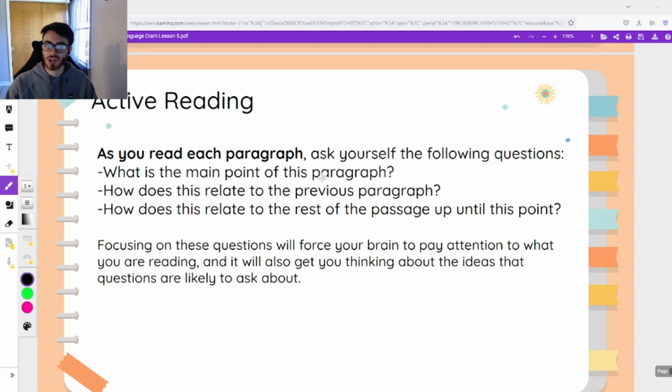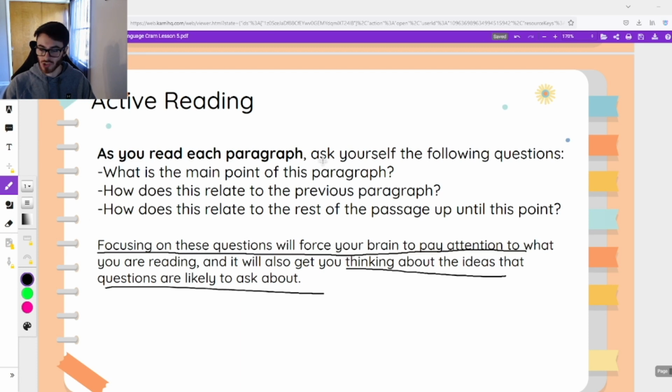of what's going on in the passage, not only will it get you thinking about the ideas that the questions are likely to ask about, it also forces your brain to pay attention, right? You don't want to have a situation, and I know we've all been there, where you read something and your mind is elsewhere, and you get to the end of the page or the end of the paragraph, and you are about to go to the next page, and you're like, wait a minute, I have no idea what I just read. That's what we want to avoid, right? Because having to reread because you didn't retain the information takes extra time. So thinking about these questions is important for both of those reasons: to get you thinking about the ideas that the questions are likely to ask about, but also because it forces your brain to pay attention.